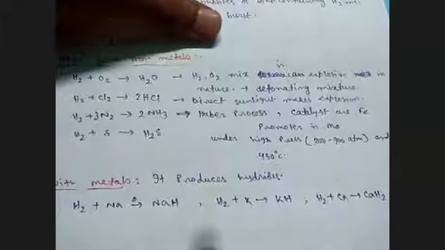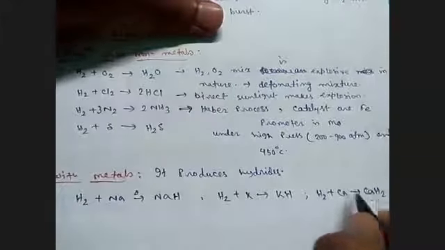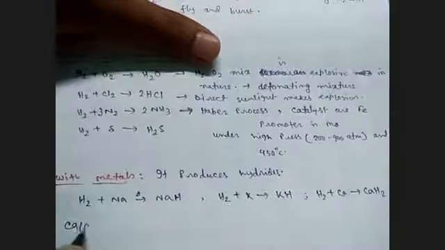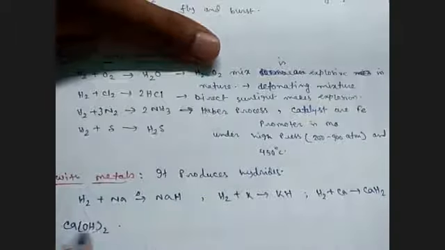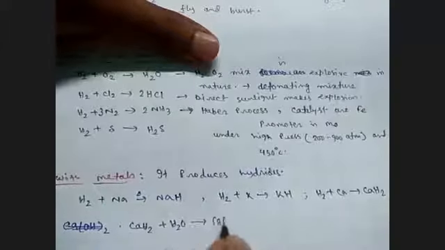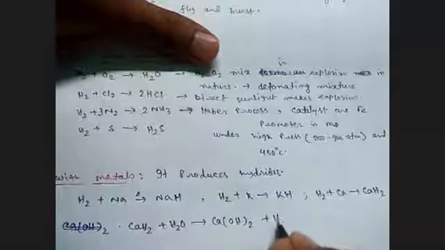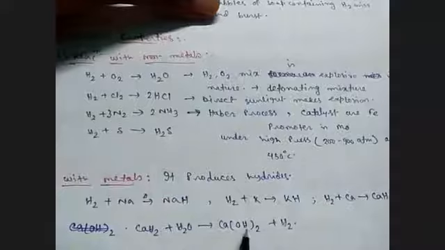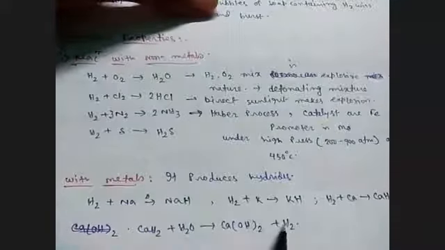These hydrides react with water to give hydrogen again. Like if calcium hydride reacts with water, it will produce calcium hydroxide and hydrogen again. So with non-metals, it produces other compounds like water, HCl, NH3, H2S, etc. But with metals, it produces hydrides, and those hydrides react with water to give hydroxide and hydrogen gas again.